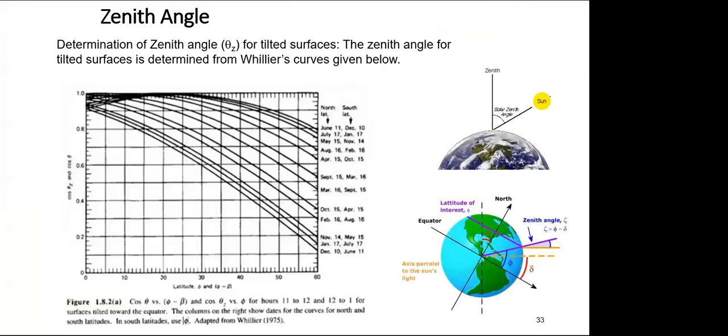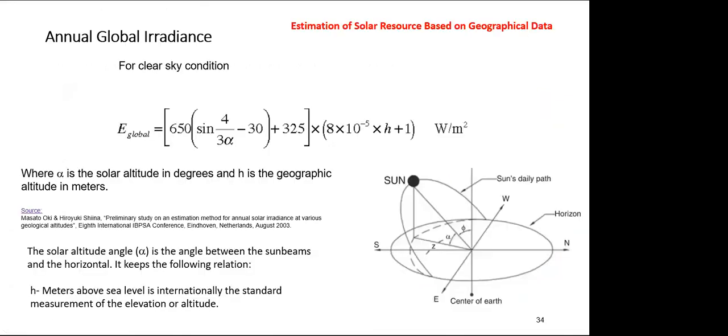Now, this seventh angle also we can find out each and every year. The annual global irradiance can be calculated by this equation, using this Earth-Sun relationship. If we know these angles and everything, we can find out what the global irradiance should be.